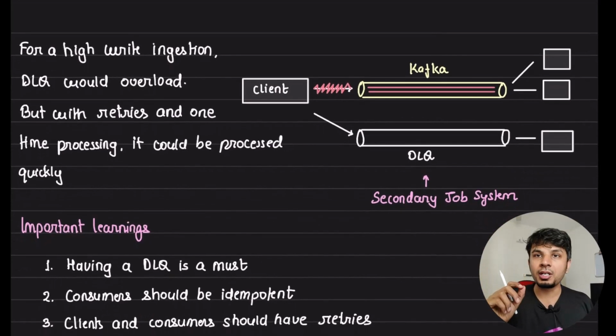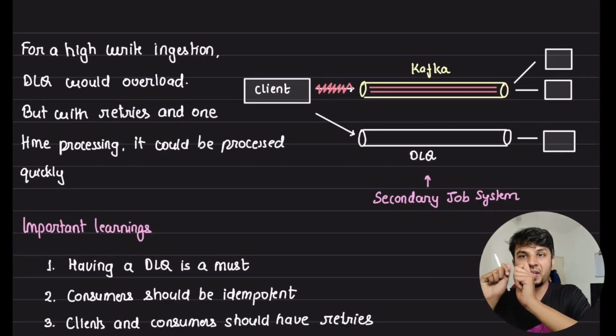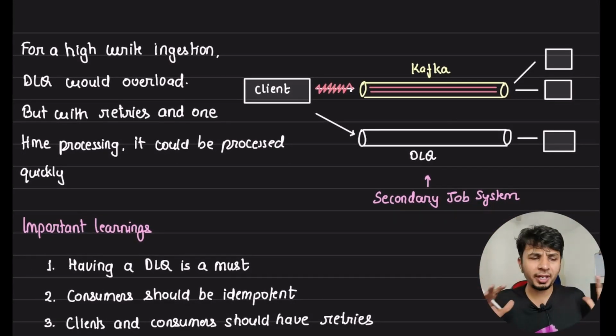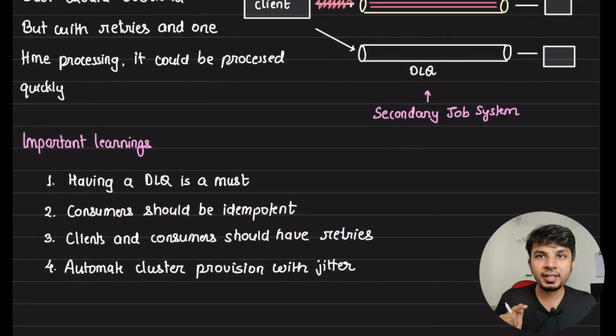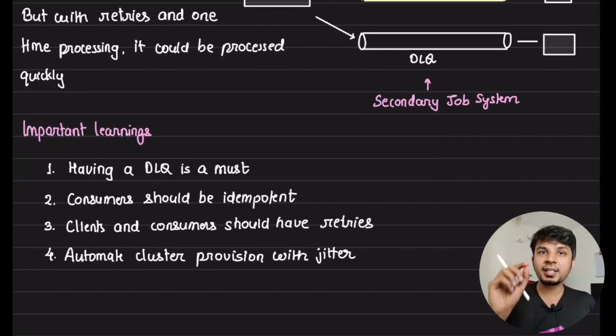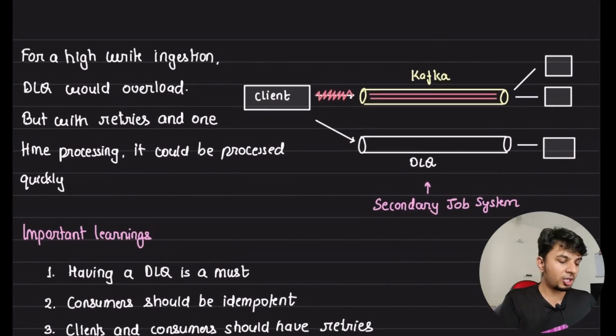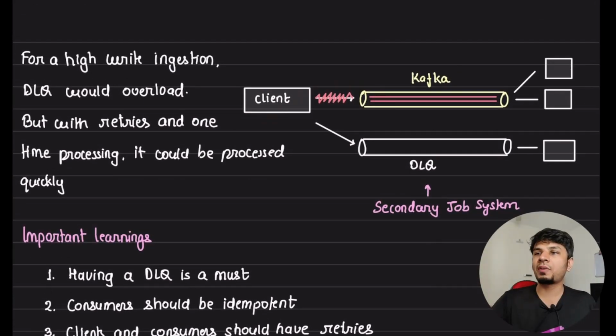It's very important that the way you are writing your consumers, for any job or any message processing system, the consumer has to be idempotent in nature. If it is not idempotent, then your data would become inconsistent. Ensure that it is idempotent. Third, your clients and consumers should have retries. Your client should not just make one call to Kafka and expect it to write.